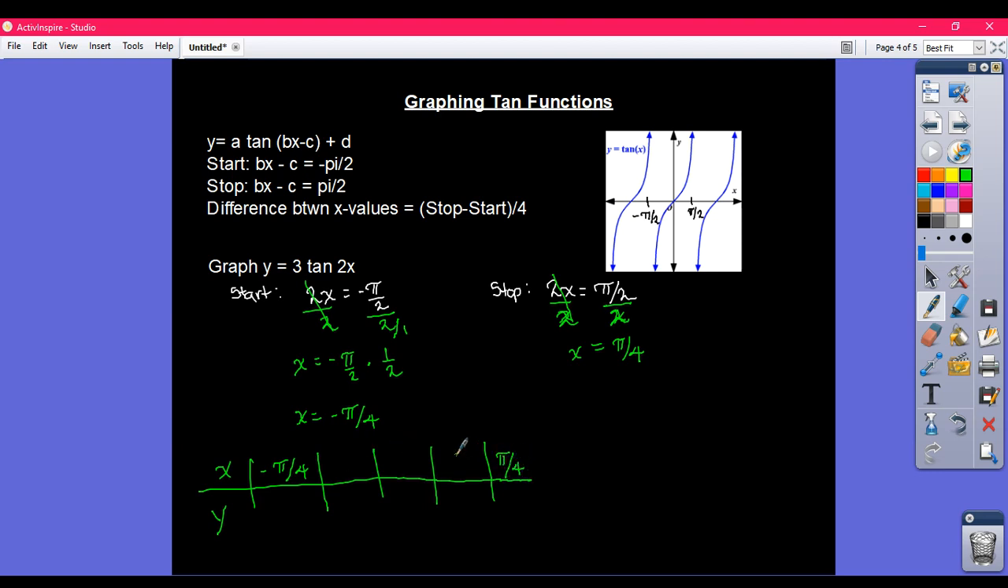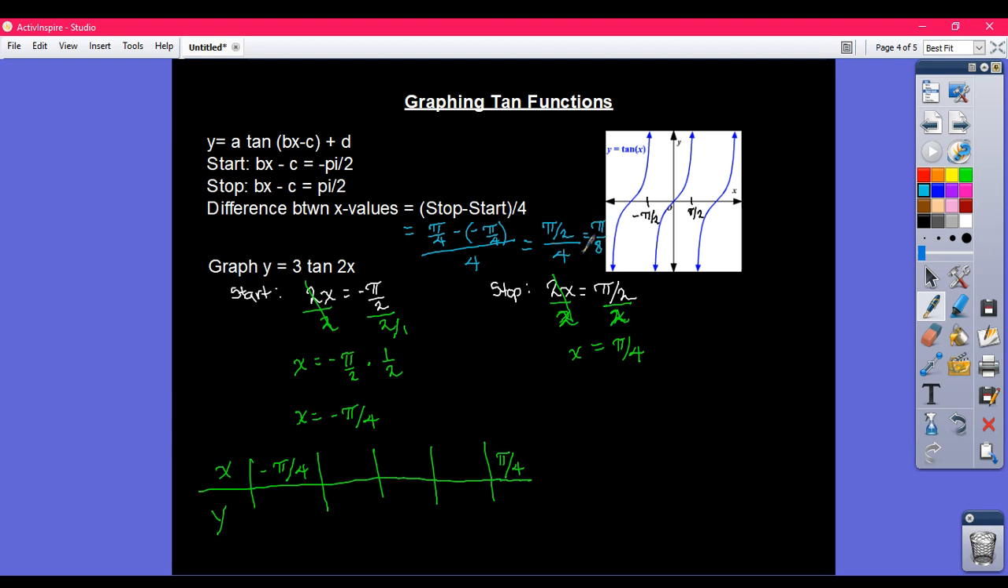So what about all the x values in between? Well, that's where the formula, the difference between the x values, comes in. I'm going to take my stop, which is pi over 4, minus my start value, which is negative pi over 4, and divide the whole thing by 4, because again, when you have 5 points, they're broken up into 4 equal intervals. So from here, pi over 4 plus pi over 4 would give me 2 pi over 4, which is just pi over 2. And pi over 2 over 4 would give me pi over 8.